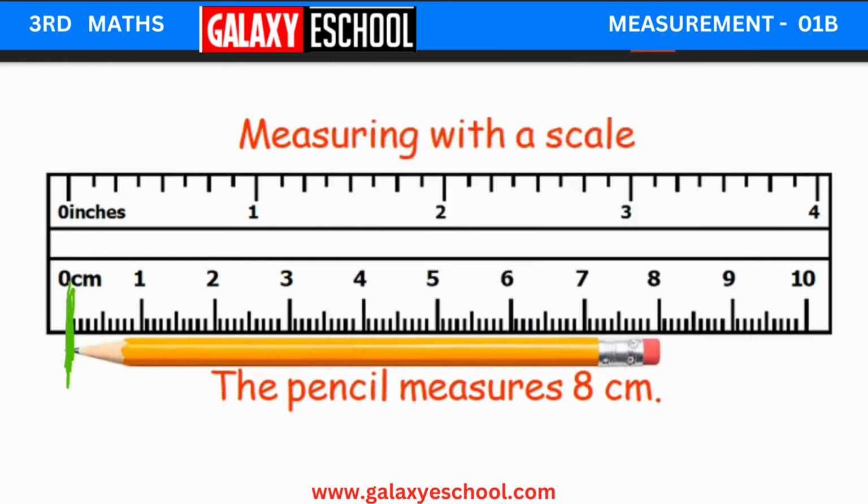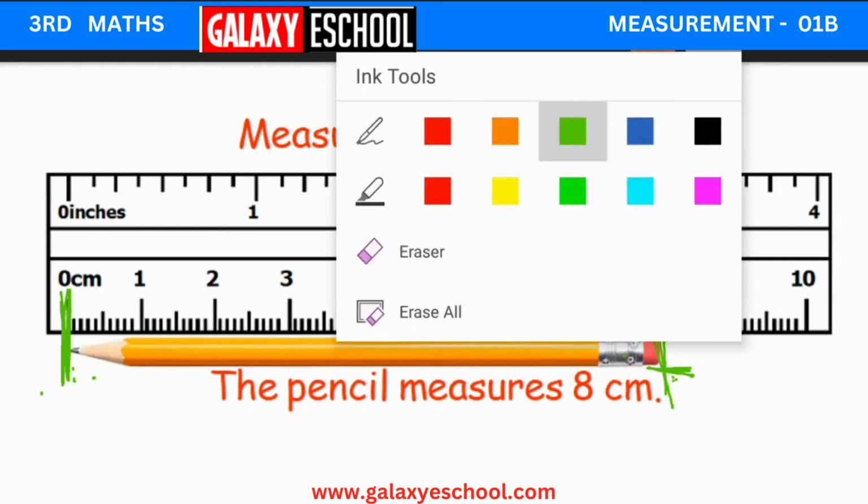Now what will be the length of the object now? This end point is already coinciding with 0. So we have to look at the other end point. It is ending at 8. So the length of this pencil is 8 centimeters.